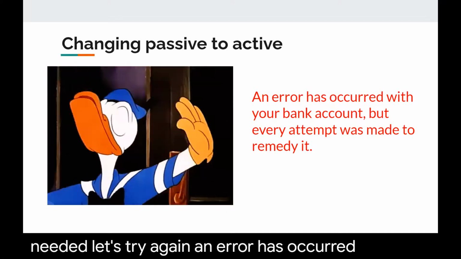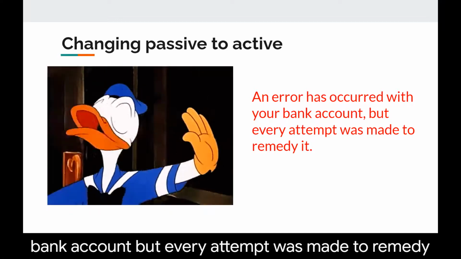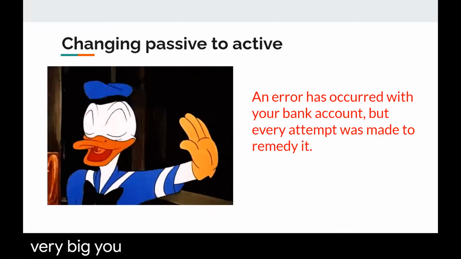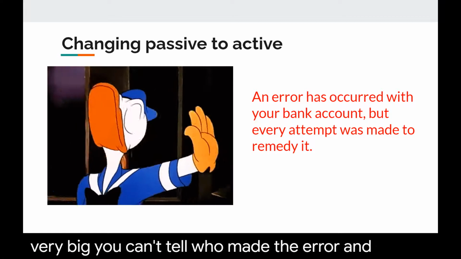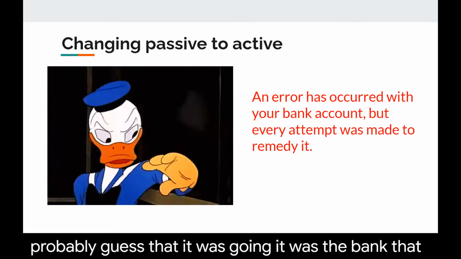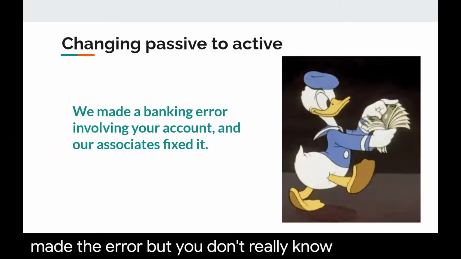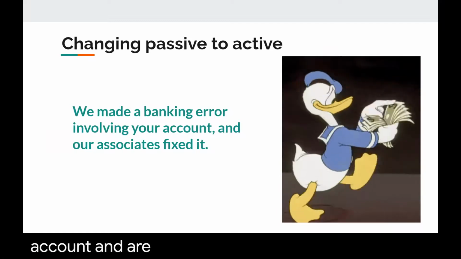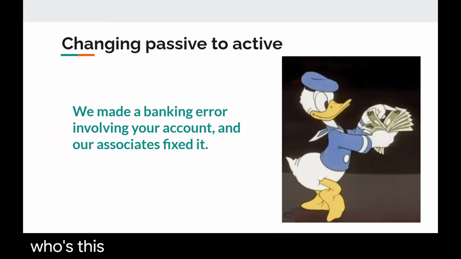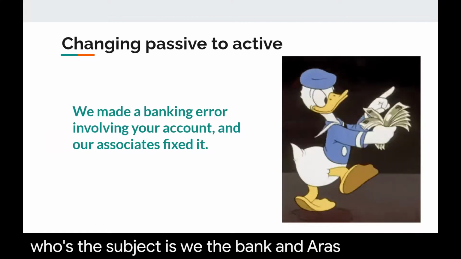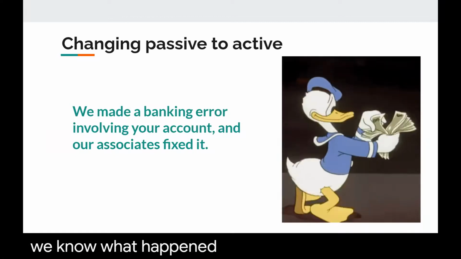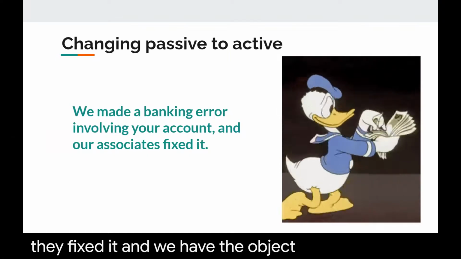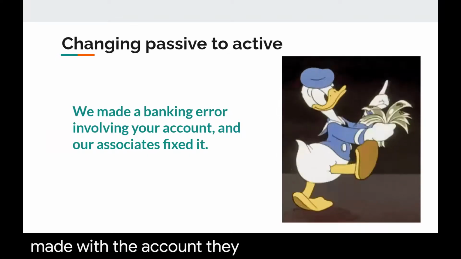"An error has occurred with your bank account, but every attempt was made to remedy it." Do you know who the subject is here? It's not really listed, right? It's very vague. You can't tell who made the error. And we can probably guess that it was the bank that made the error, but you don't really know. So instead: "We, the bank, made a banking error involving your account, and our associates fixed it." Now we know who the subject is: we, the bank, and our associates. We know what happened. They made an error. They fixed it. And we have the object. The error was made with the account. They fixed the error.